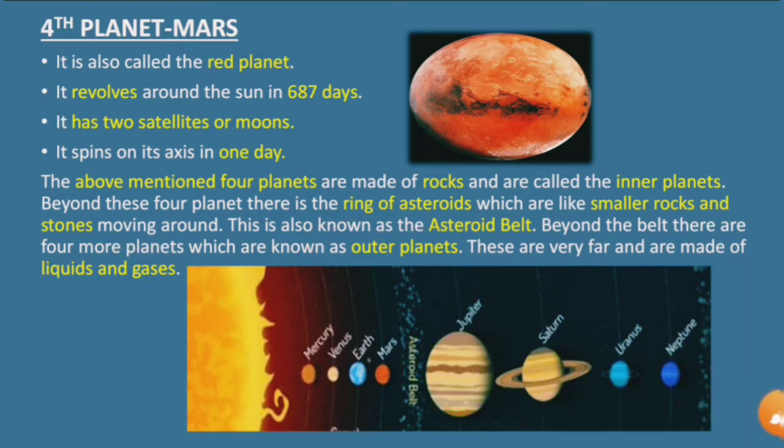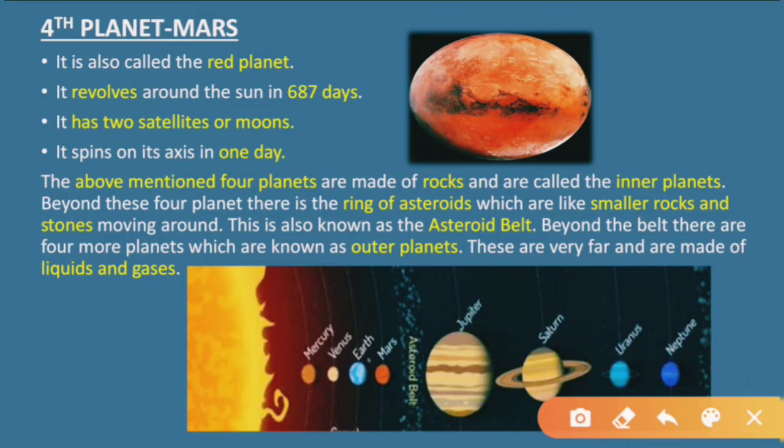Understood? We will revise it quickly. The first four planets are made up of rocks, and they are known as inner planets.